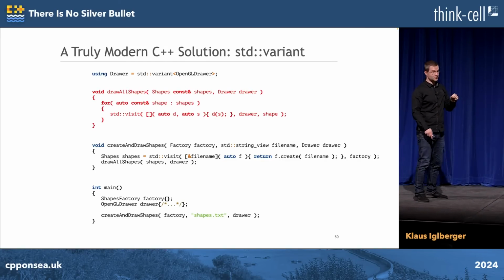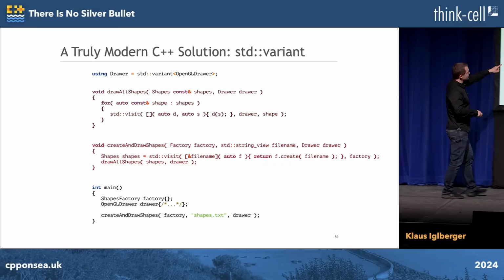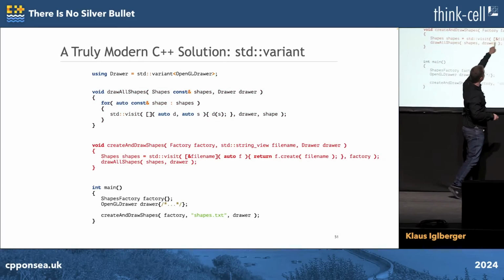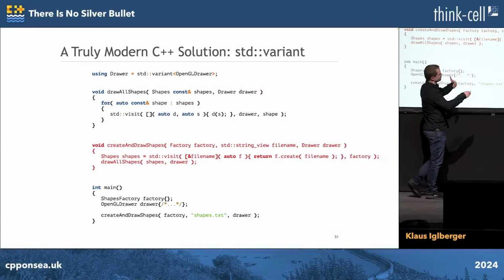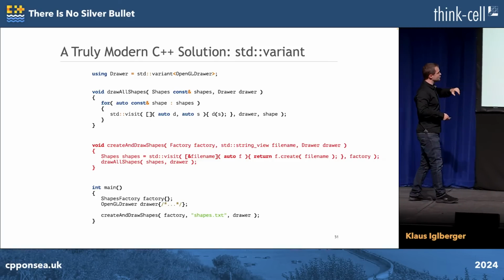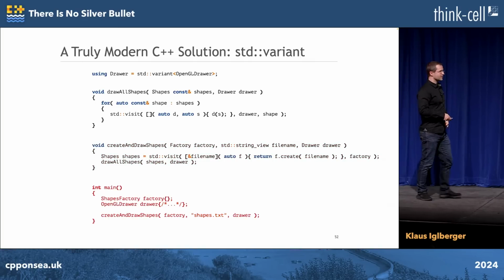Oh, that is pretty cool. Yes, I am using visit with two variants. I'm drawing a certain shape with a certain drawer. Ooh, multi-dispatch. Then I have create and draw shapes again. So again, I am using a variant factory, which creates a vector of shapes, which I then draw with the given drawer. And again, I put everything together in the main function.